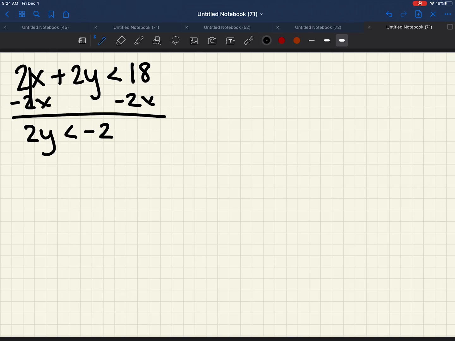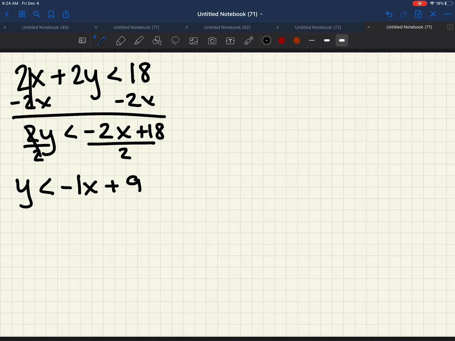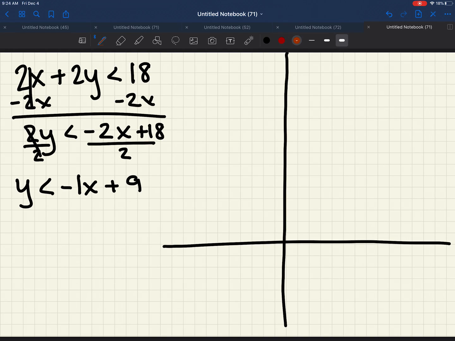So we want to change it to slope-intercept form. Then what? Divide by 2. Okay, what would that give you? y is less than negative 1x plus 9. Good. Okay, Nick, you want to go now?